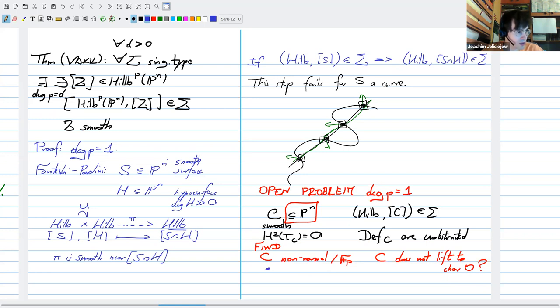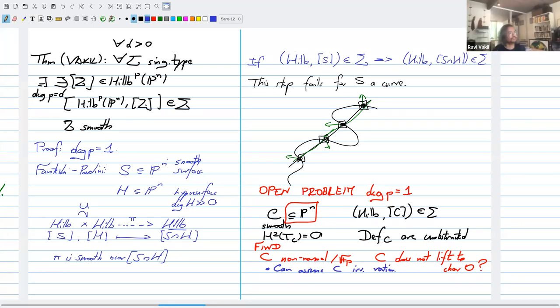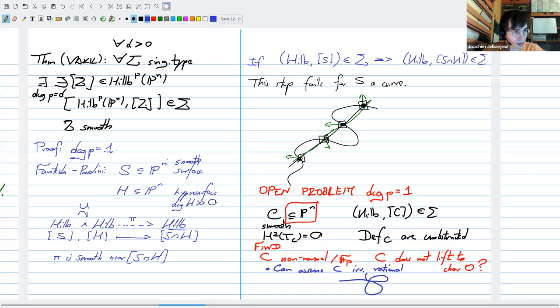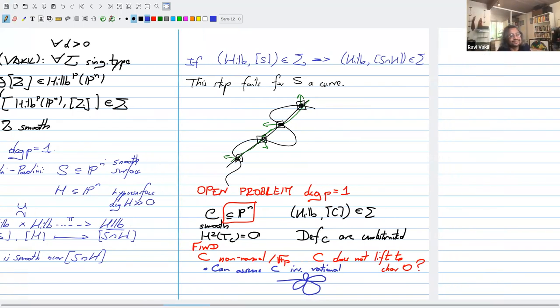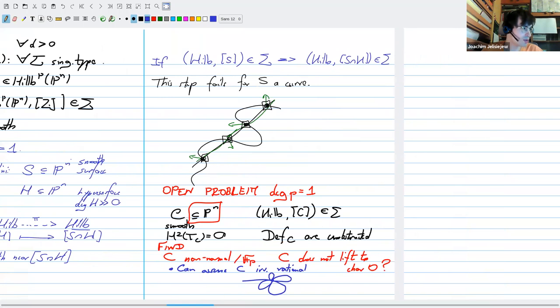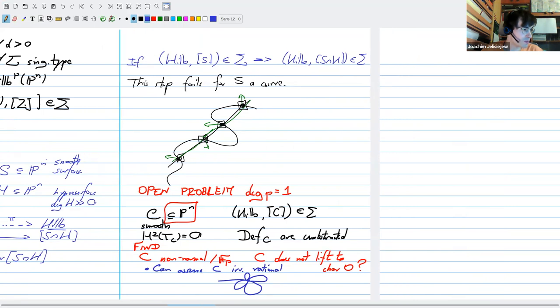And if you are looking for an example, then you can assume C irreducible and rational. So it's not some crazy curve. It's just some kind of a curve with some pretty complicated self-intersection at the origin. So I'd be very happy to talk about this more, but I have little idea on how to do this, but I think this should be a fine thing to do.